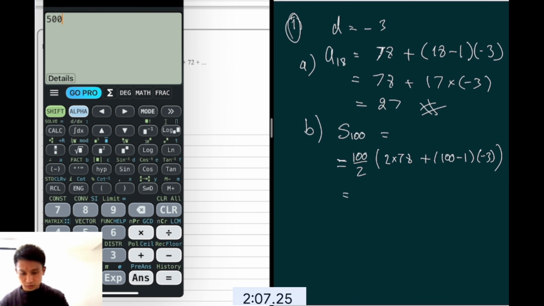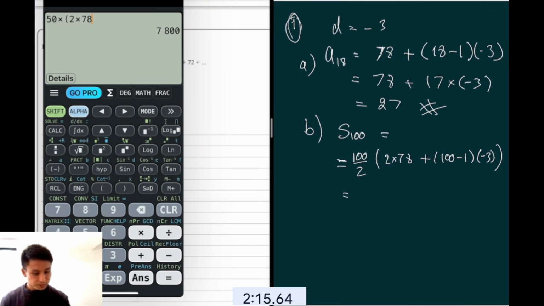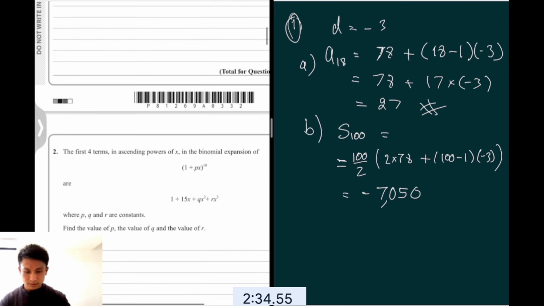So 100 over 2 is 50 times, in brackets, 2 times 78, which is the first term. Is it the first term? Yep. Plus 99 times minus 3. Checking that I plugged in everything correctly. It should be. So minus 7050 there. Okay, so that would be it. The first question, that's fine.